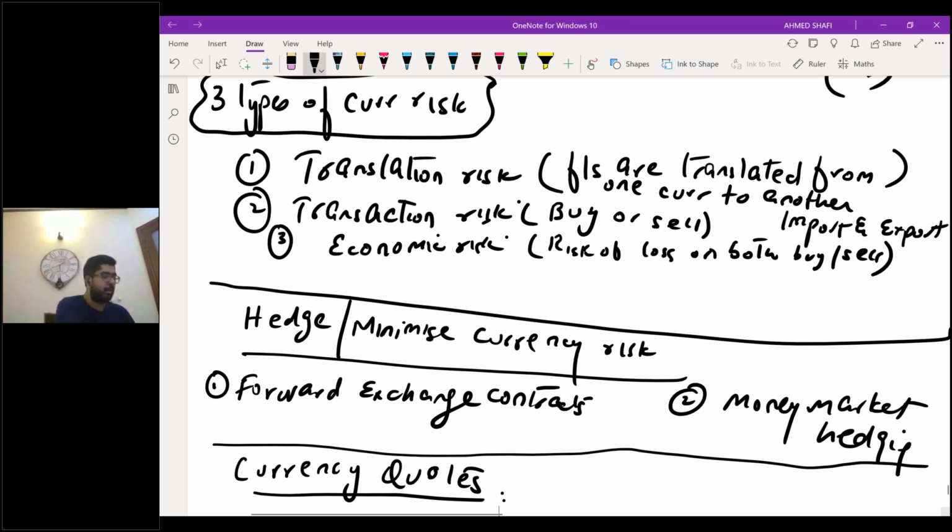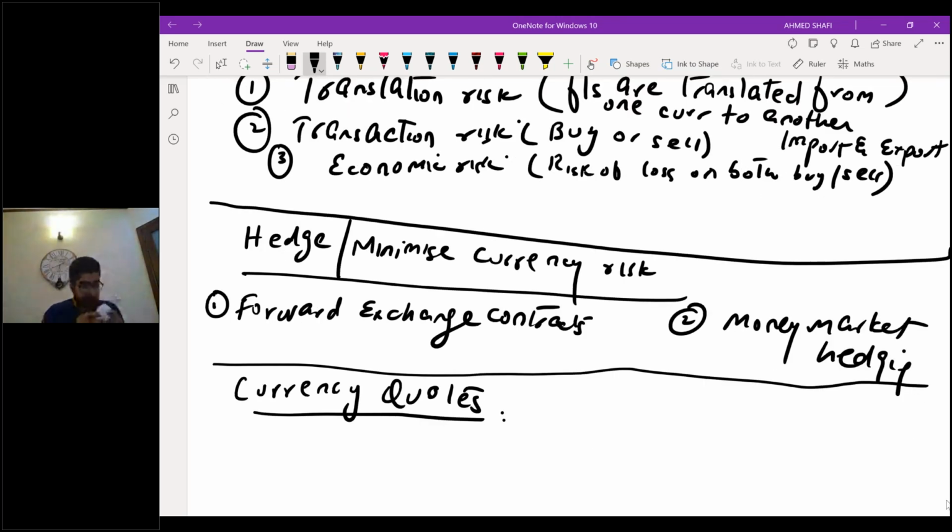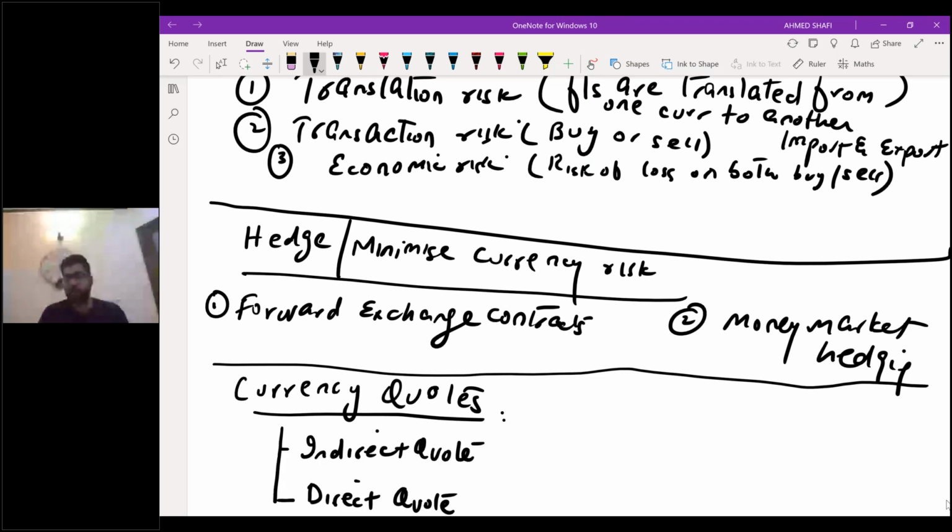Now, as far as quotes are concerned, there are two types of currency quotes. One is called indirect quote, one is called direct quote. You must memorize three things with respect to each quote in order to be able to solve the question properly.